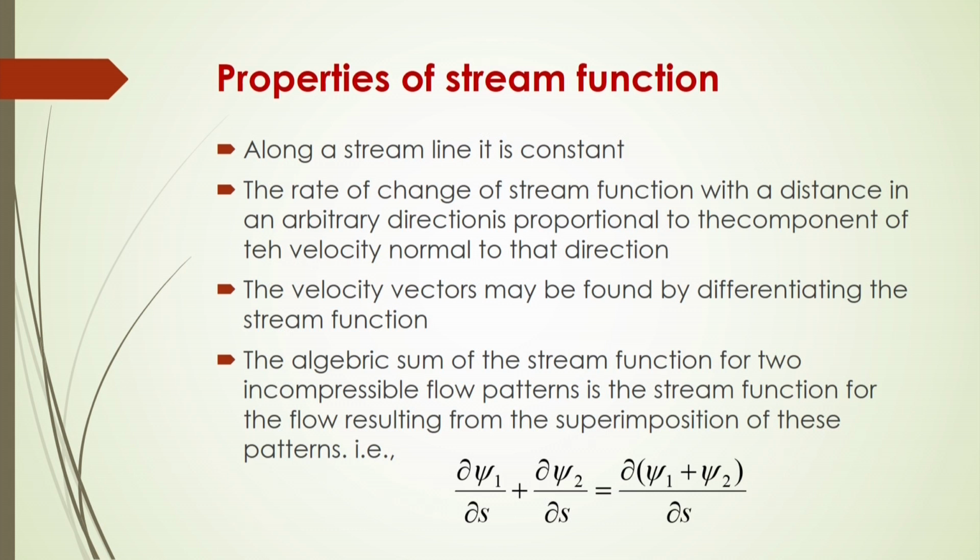Now, what will be the properties of the stream function? Along a streamline, of course, it will be constant, and the rate of change of stream function with distance in an arbitrary direction is proportional to the component of the velocity normal to that direction. The velocity components may be found by differentiating the stream function here, and the algebraic sum of the stream functions for two incompressible flow patterns is the stream function for the flow that will result from the superimposition of these patterns.